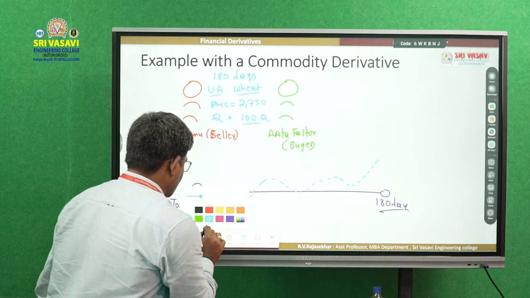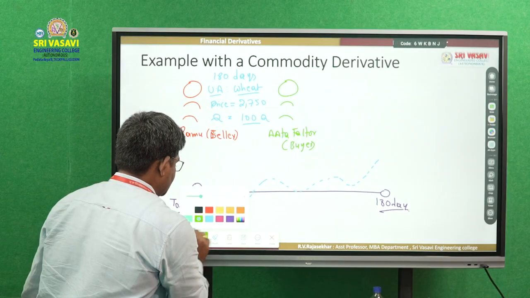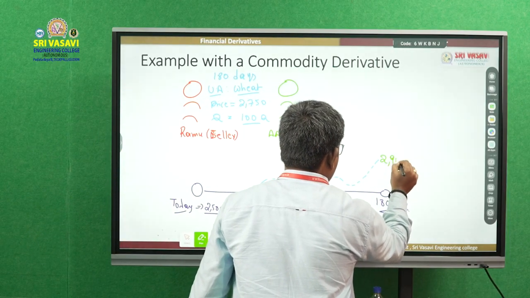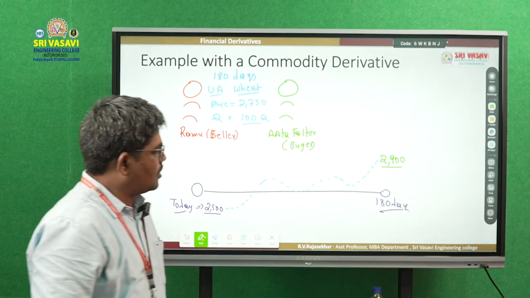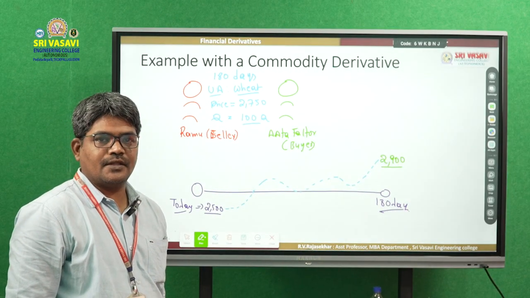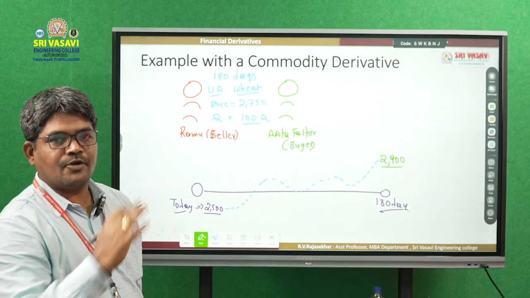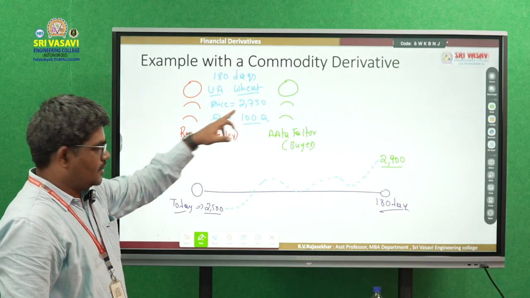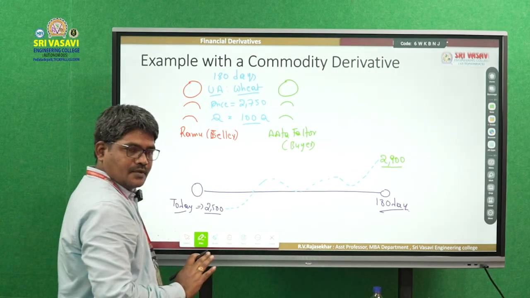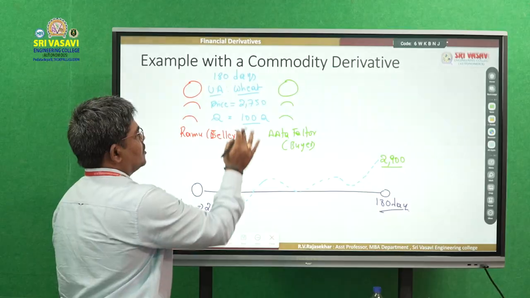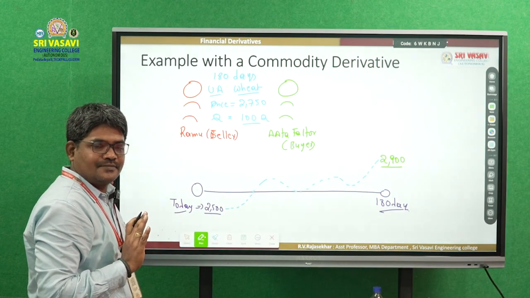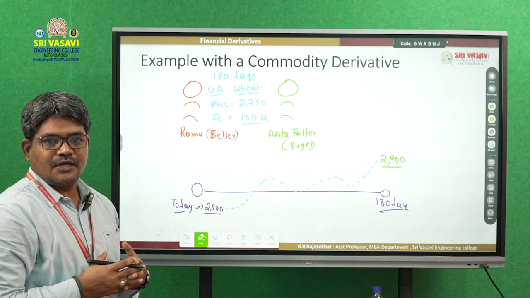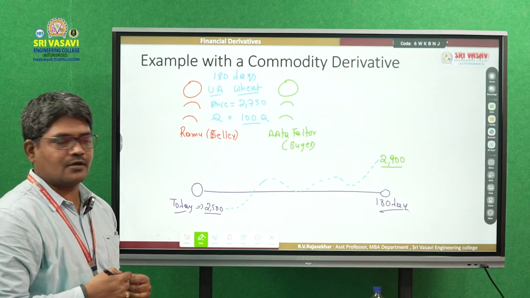Assume that on the day of 180 days, the price has moved to 2,900. What is the price of atta on 180 days? 2,900. Now think from Ramu's side. Ramu entered into a contract at the rate of 2,750, which means irrespective of changes in the spot market price, he is ready to deliver at 2,750. Now what about Ramu? Is Ramu a loser or gainer? Is there any profit or any loss for Ramu?